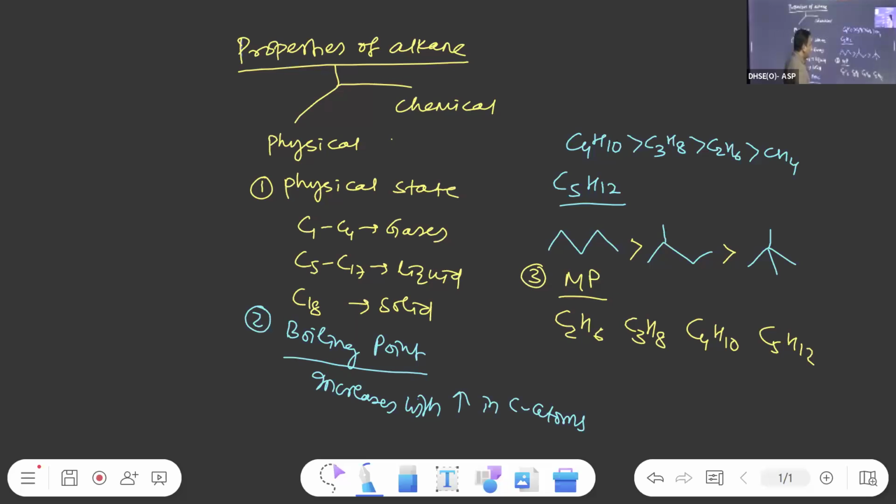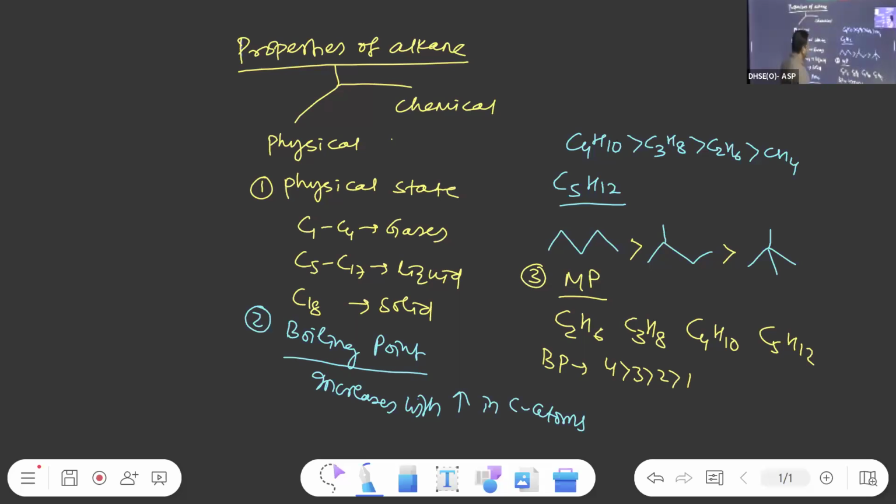So it is 4, 3, 2, 1. Here there is no change in boiling point, and there is no branching. All are normal compounds. N-pentane, n-butane, propane, then ethane.